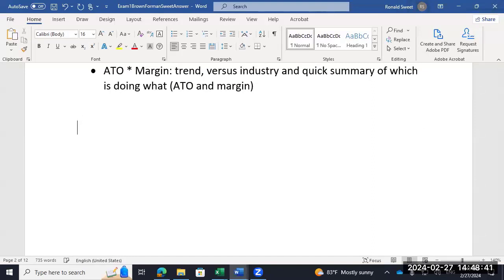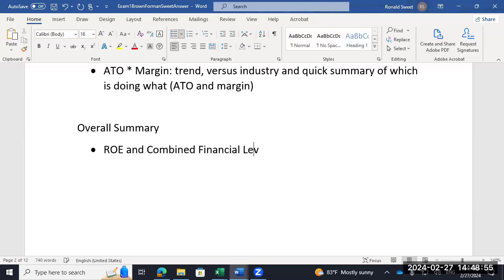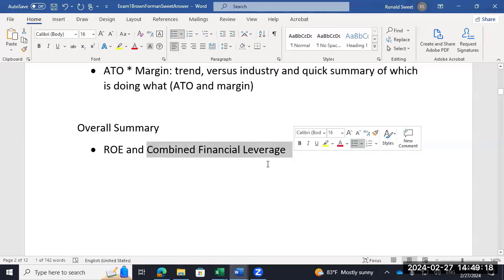Then you have the overall summary. This one's tough, but just have to see what you get. So you're looking at return on equity and combined financial leverage. And it's essentially you're going back to that ATO times margin chart. Is that what's driving the ROE, or is it leverage that's driving it? You're trying to figure out between charts 14 and 15, which one's really driving that chart ROE. It's a tough one. It can be ROE's up because ATO is improving, but it's also up because leverage is up. You're kind of just trying to assess what's going on here.